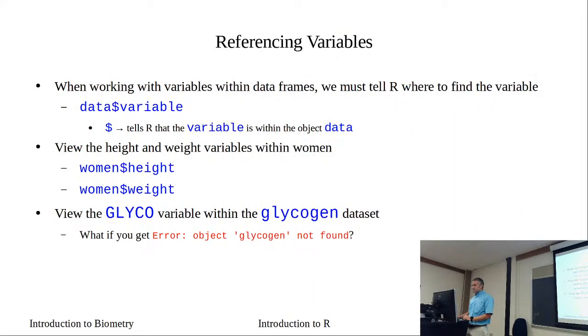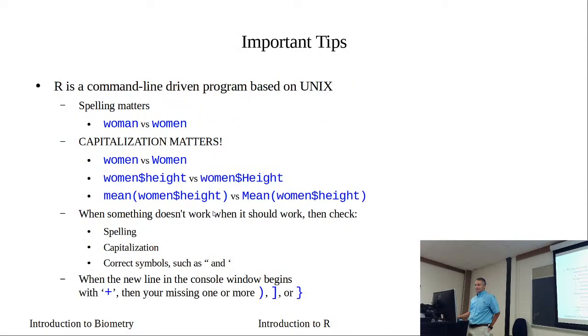Right. So we did that. And again, if you get error object glycogen not found, check the name of your data frame. Alright, so important tips. R is command line driven. It's based on the Unix operating system, which means there are some rules for us. Number one, spelling matters. These are two very different terms. R will see these things very differently.